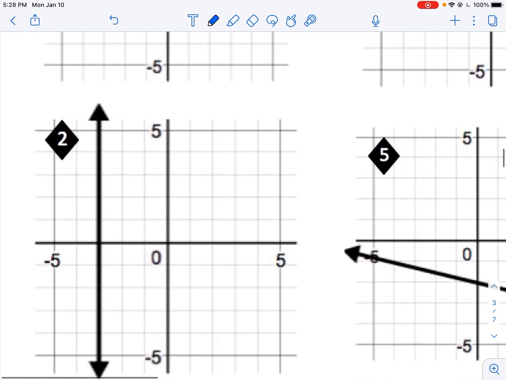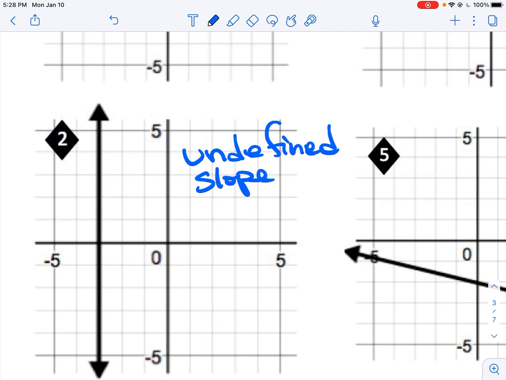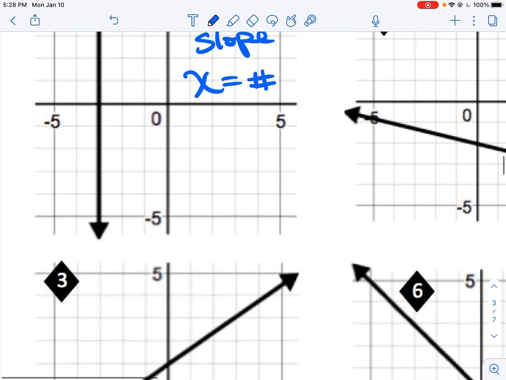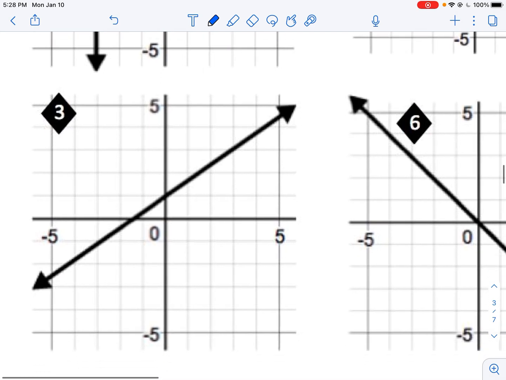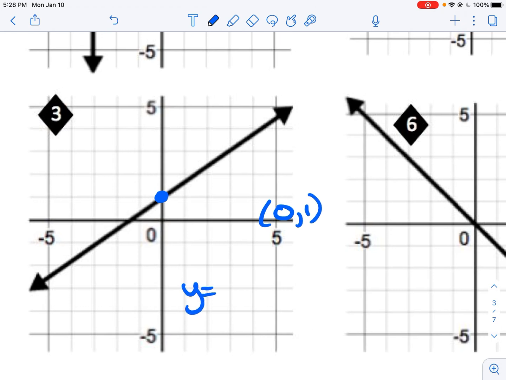This one, it's a vertical line. We talked about it being an undefined slope, and it's x equals a number. This one, the y-intercept right here is the point (0, 1). So that means when you have your equation, something x plus 1.